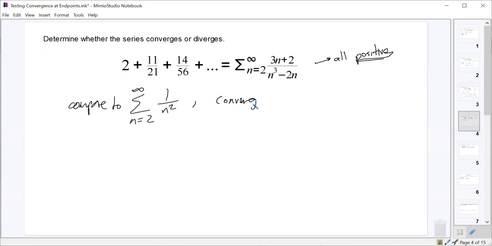That's right, it converges. Oh wait, nobody said anything. Why does it converge? It converges by the p-series test.